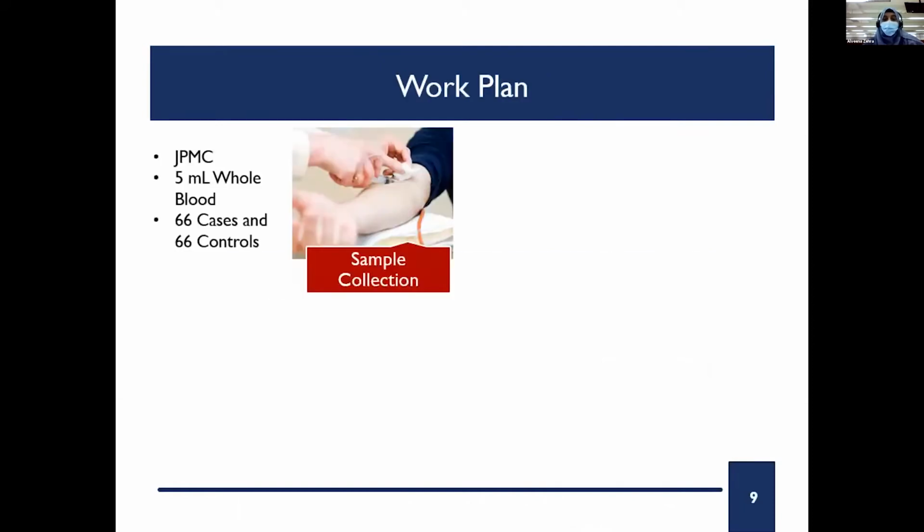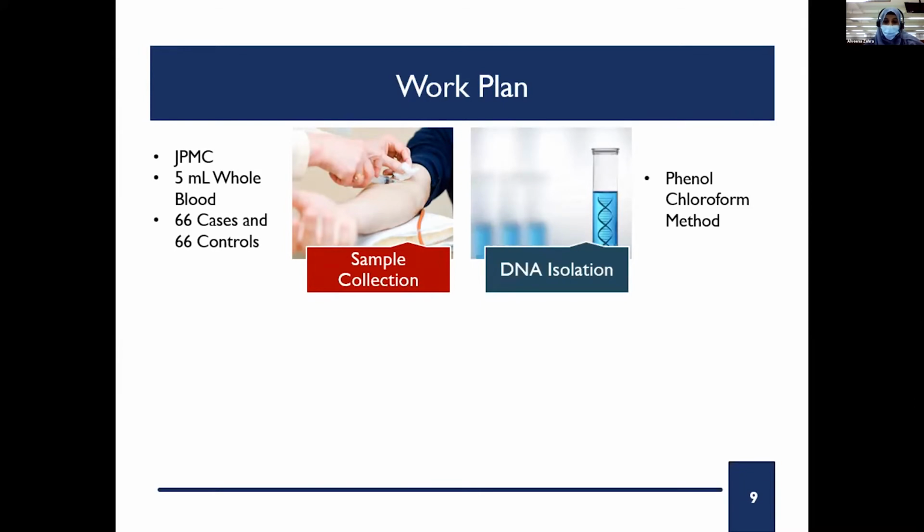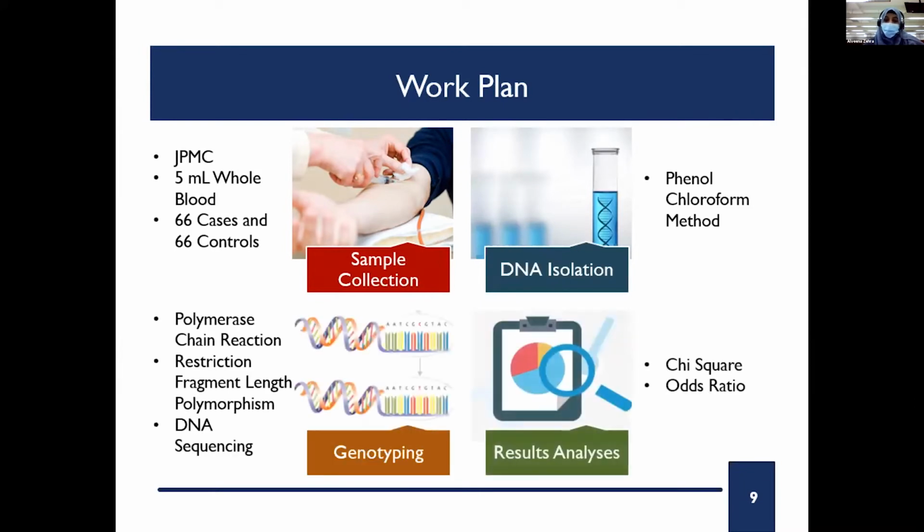The work plan basically comprised four different steps. The first was sample collection, followed by DNA isolation, genotyping, and results analysis. For sample collection, collaboration was first established with Jinnah Postgraduate Medical Center. A 5 ml whole blood sample was collected from patients, and the total number of cases was 66, and an equal number of age and gender matched controls were incorporated in this study. After collection, DNA was isolated from those blood samples using the phenol chloroform method.